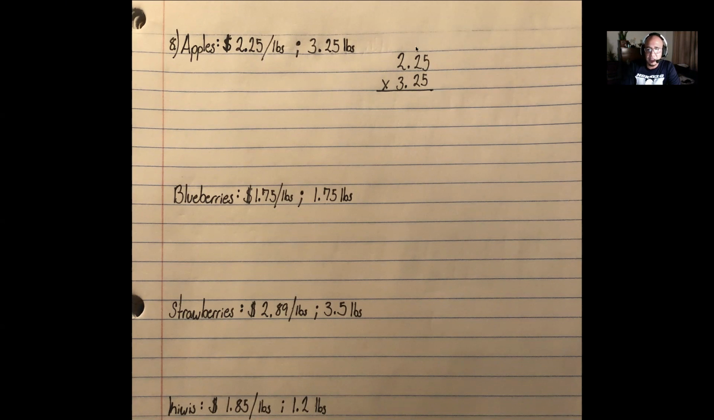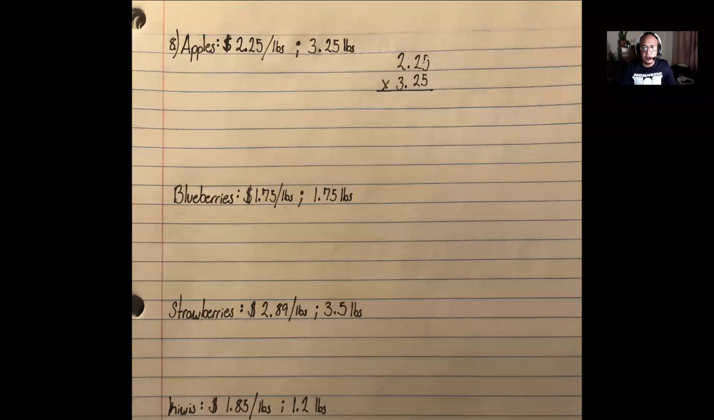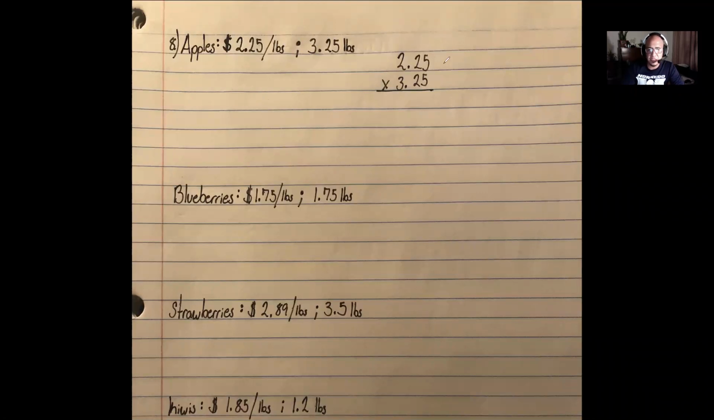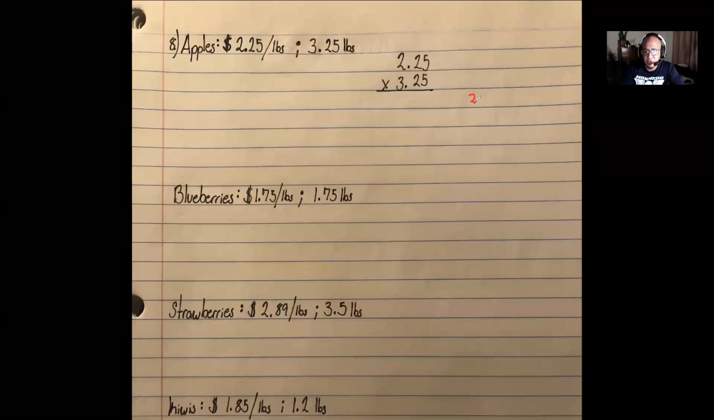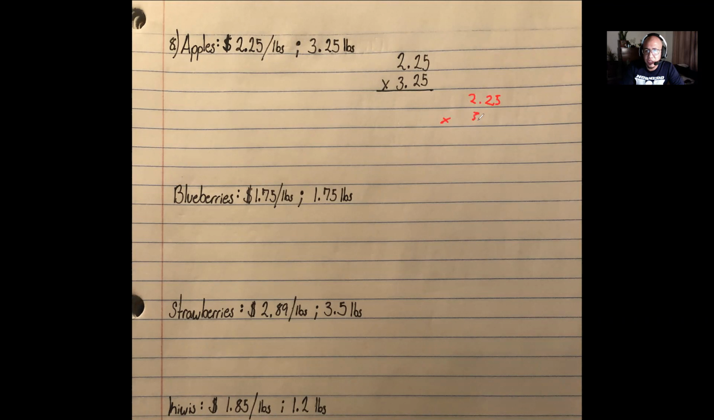5 times 5 is 25. Oh, that's not working. So here we go, let's work this out. And actually, I'm going to rewrite this down here so I'll have more space. But you do yours in your notebook. So we have 2.25 times 3.25. 5 times 5 is 25. 5 times 2 is 10, plus 2 is 12. 5 times 2 is 10, plus 1 is 11. I'm done with this first row, I'm done with these numbers up here.